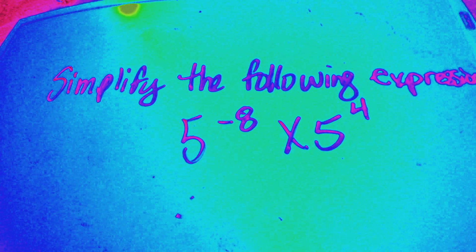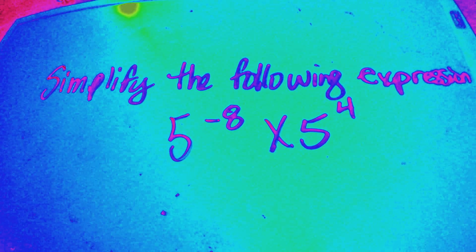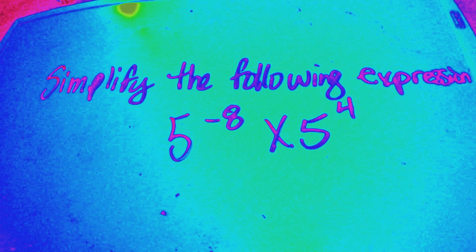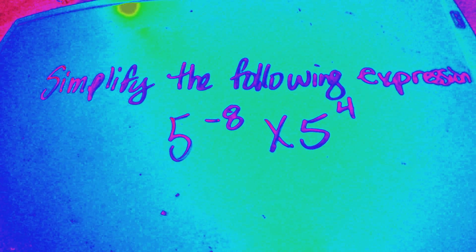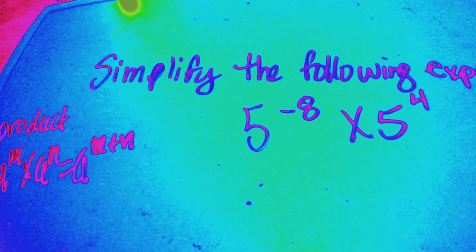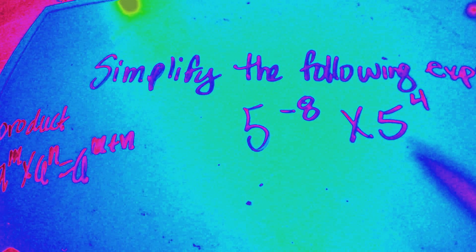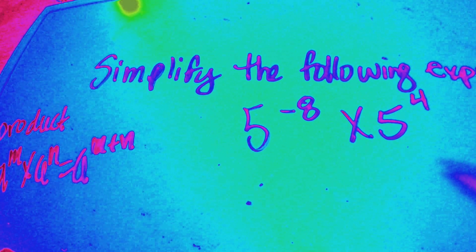Alright, number 10, the final question from our quiz that we had on exponents. It says simplify the following expression: 5 to the negative 8th power times 5 to the 4th power. Of course, we know when we have the product rule, what does the product rule say? You guys should know it by now from watching all these videos. Product rule says a to the m times a to the n equals a to the m plus n. So we must add the powers when we have exponents that are being multiplied.